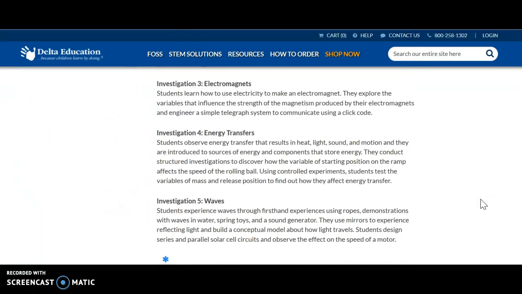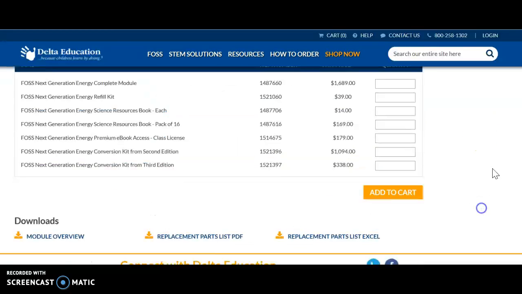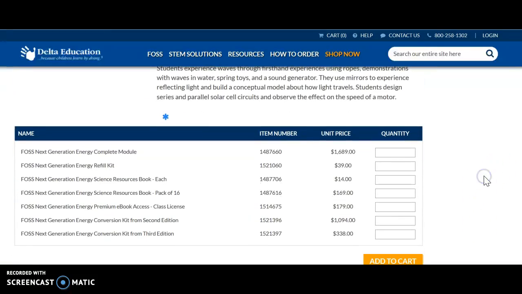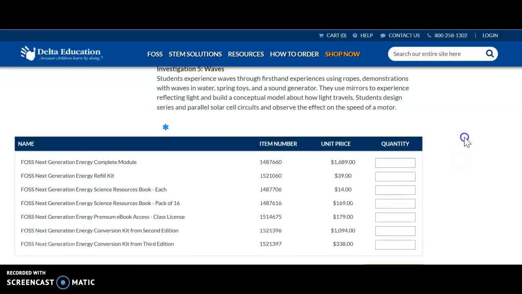It's interesting. They do it based on different types of, like, what you need for different grades. So middle school is more expensive. It can actually get quite pricey, as it has down here, just depending on what you're looking for.